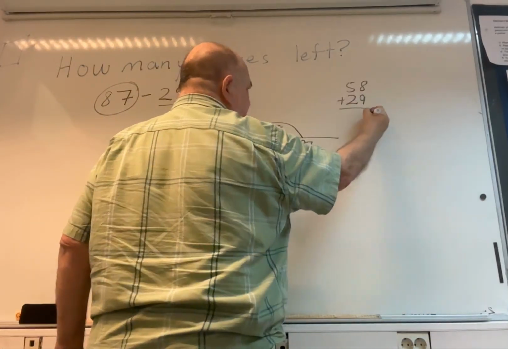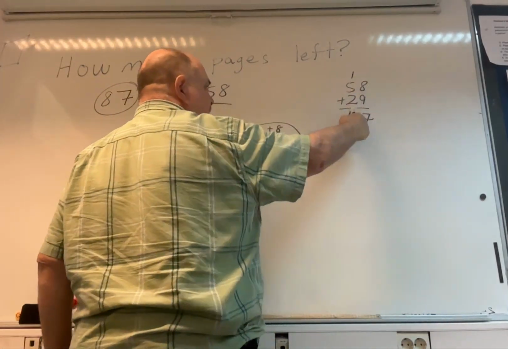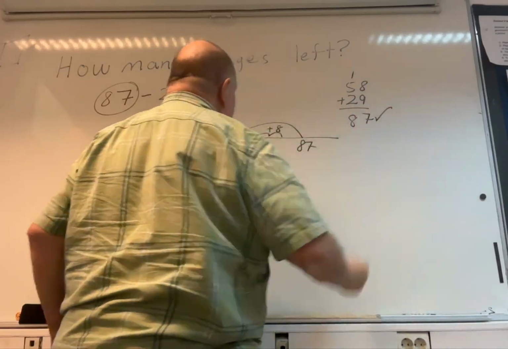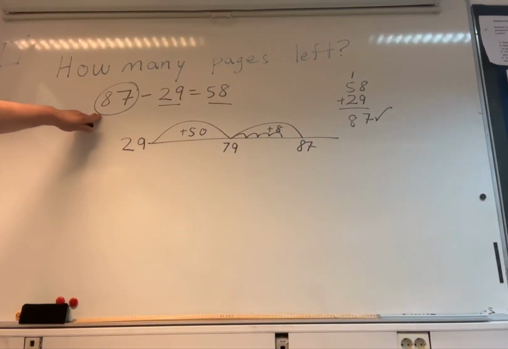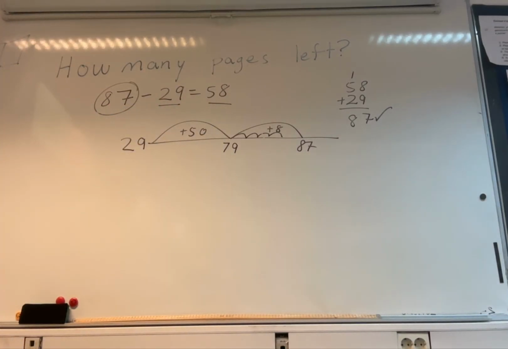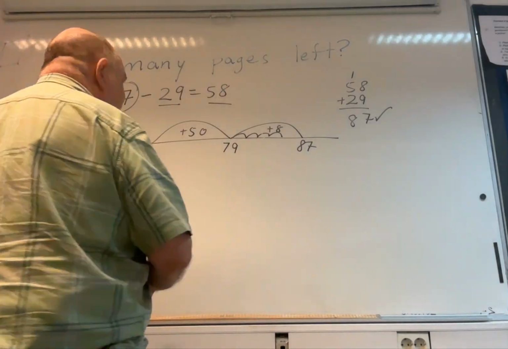9 plus 8 is 17. Carry over my 1. 5, 6, 7, 8. Yes, I got the same answer as I had here. So 87 pages in the book, minus 29 we've read. We have 58 more to go. Okay? That one's done. Okay, let's try another example here.